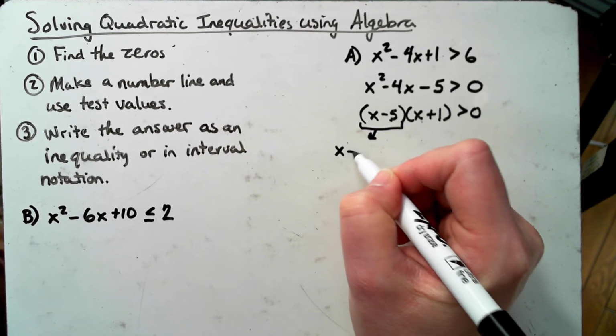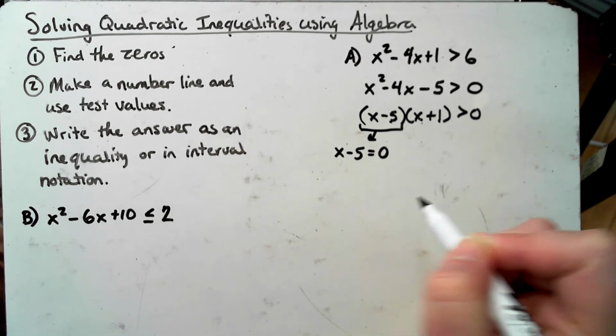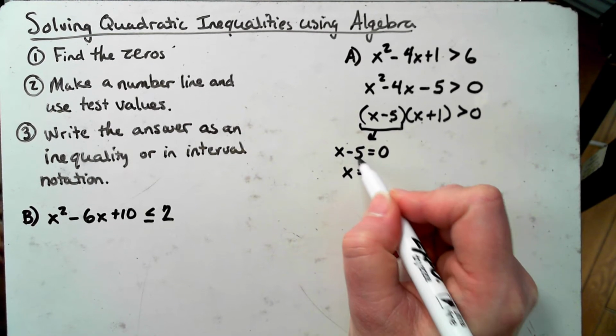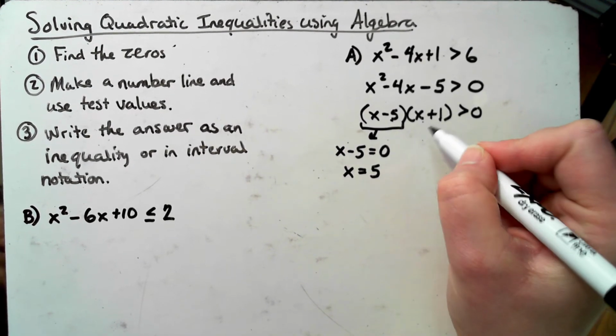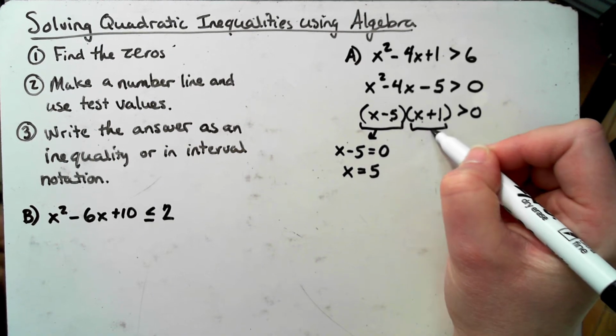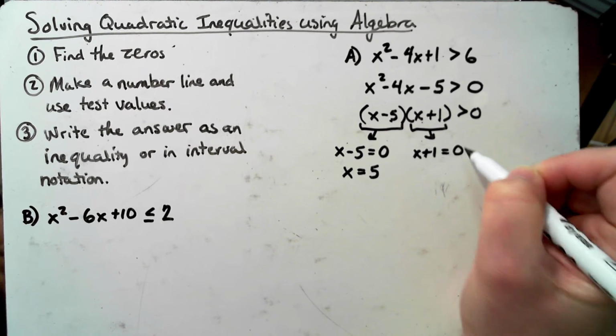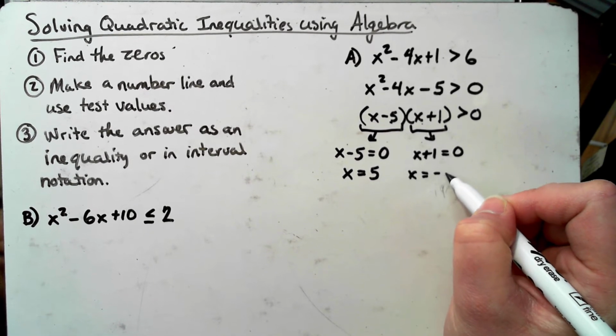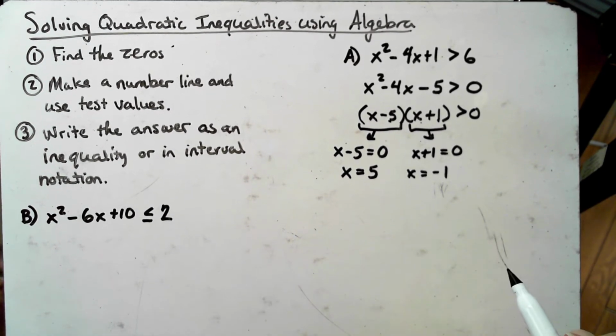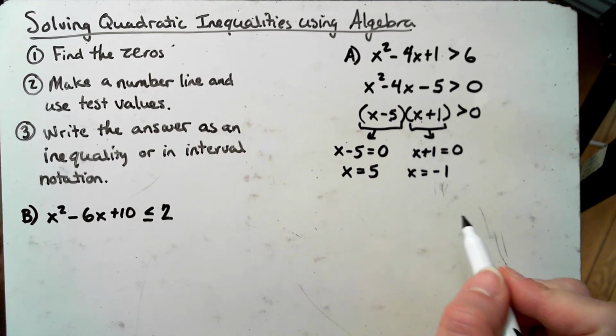You take each of these parts, make it equal to 0, and then solve for x. So x minus 5 equals 0, you would just add 5, so that's positive 5. In this case, you would have x plus 1 equals 0, and x is negative 1. So those are your two zeros. So that's step 1 right here.